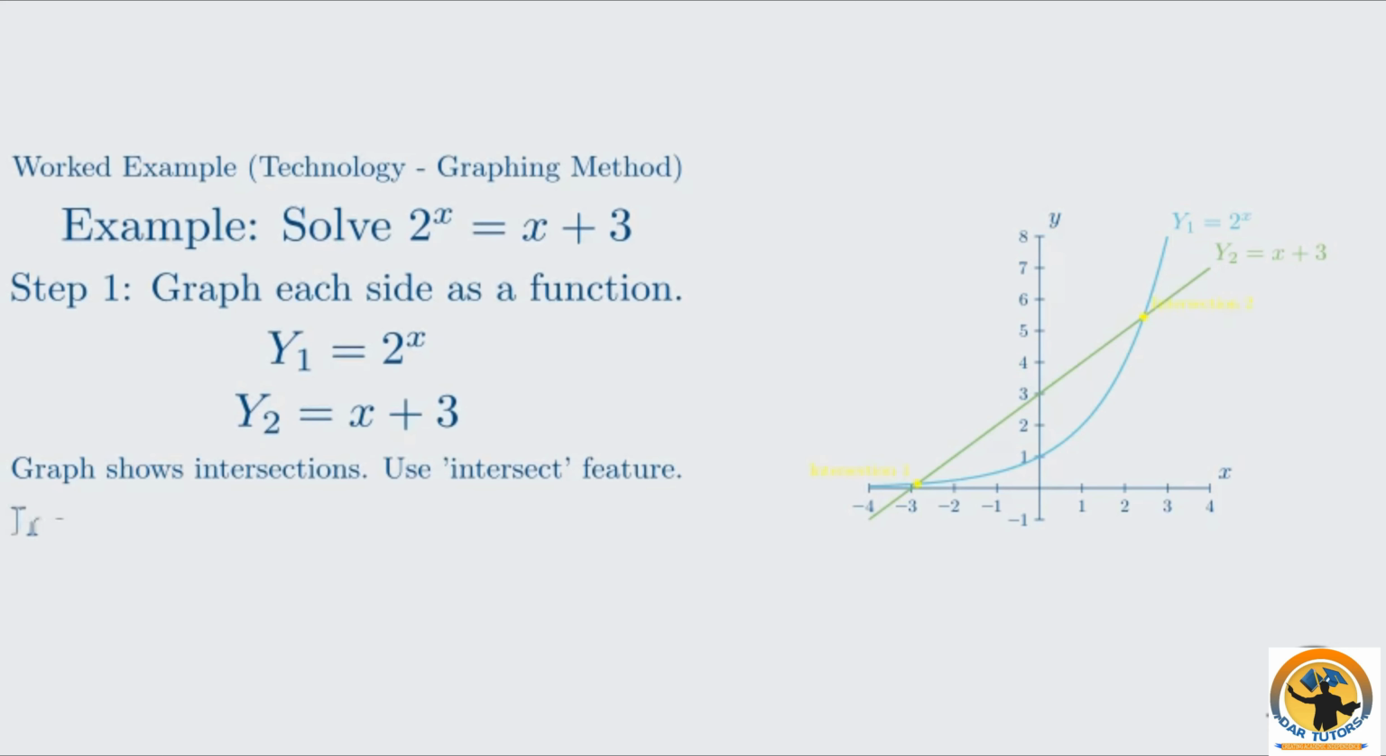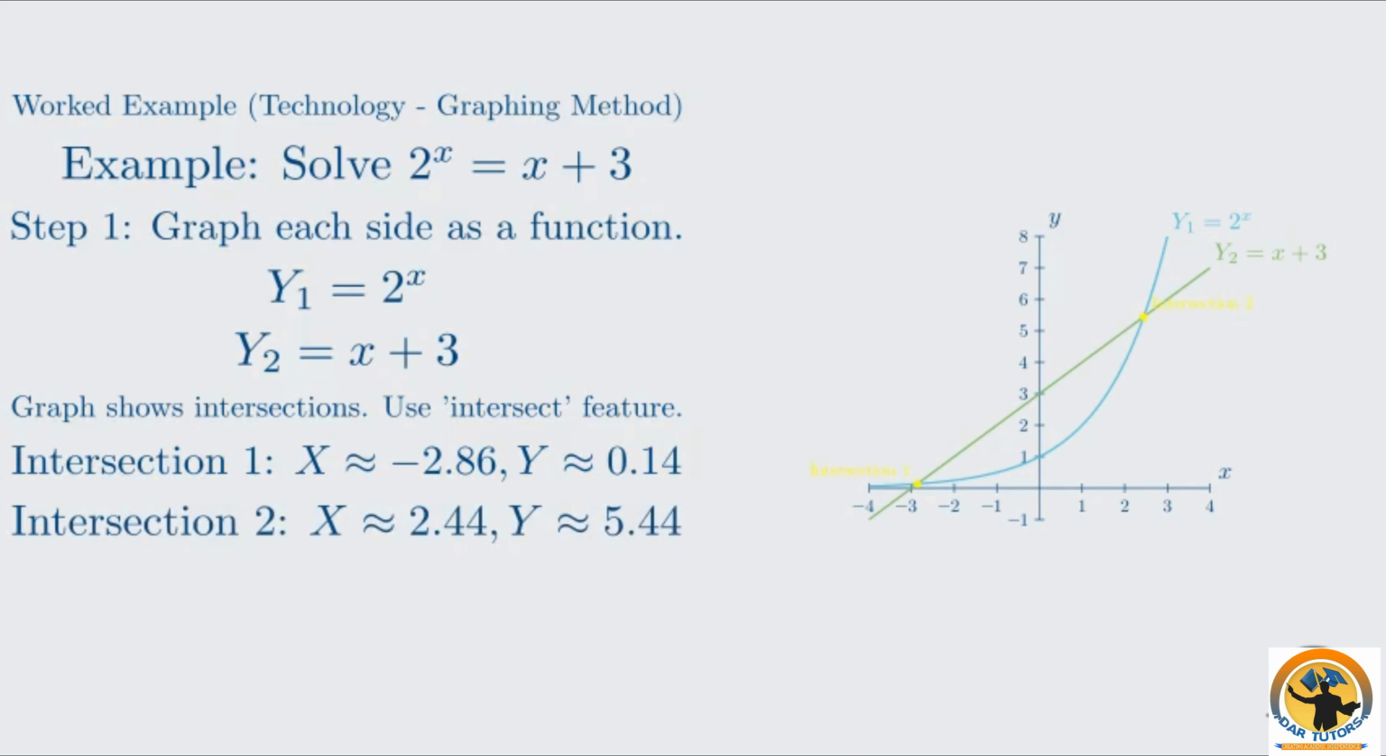After using the intersect tool for both points, the calculator provides the coordinates. The first intersection is at x approximately 2.86. The second intersection is at x approximately 2.44. These are the two approximate solutions to the equation. Now let's practice what we've learned with 5 IB-style practice questions.